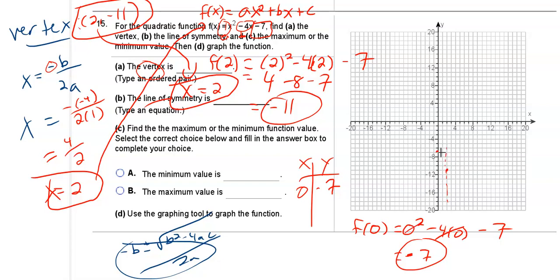The symmetry: that's 2 to the left of the axis of symmetry. So if I go 2 to the right, I get another point there for free. And now I can draw my graph.